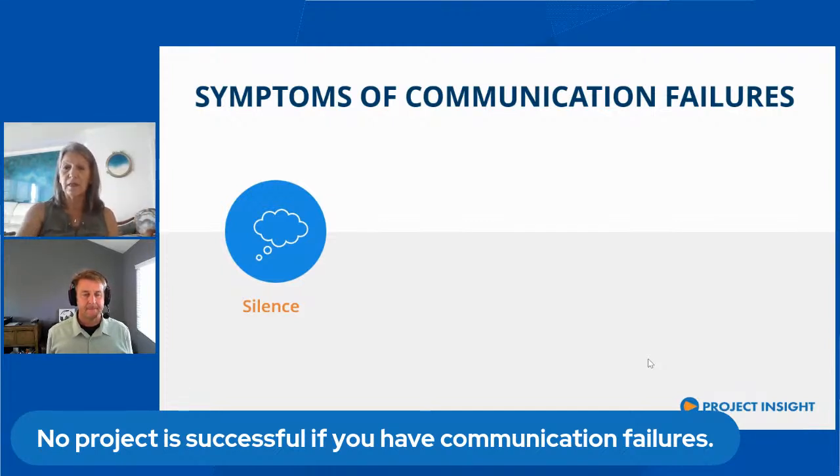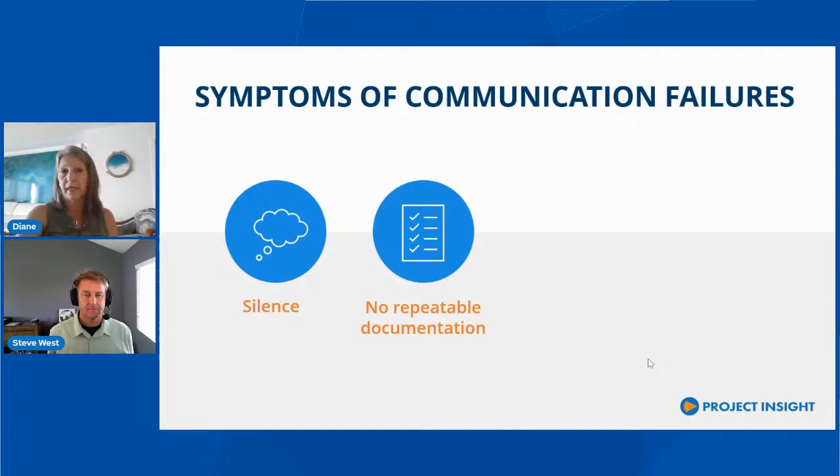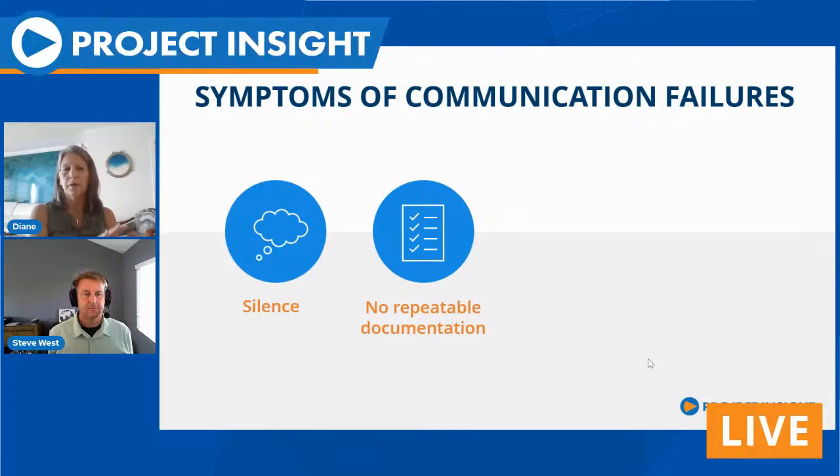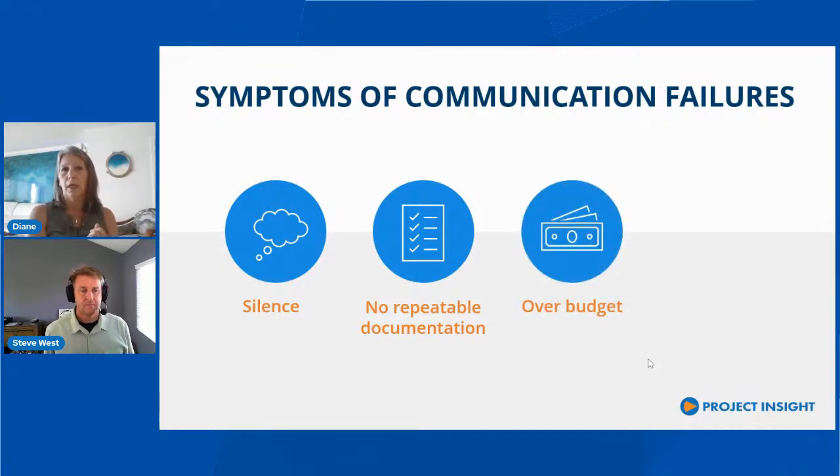So the first one is really if you're seeing silence. We're going to talk about that a bit more, but teams that don't openly communicate with each other, there's going to be some failures out there. The second one is no repeatable documentation. If you're not using templates and you're recreating things every single time, there is high risk of having some communication failures. So we want to talk about repeatable documentation.